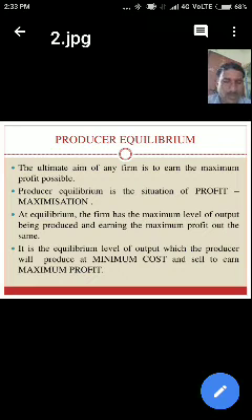Now, producer equilibrium. How to get the producer equilibrium with the help of isoquants? At producer equilibrium there is minimum cost and maximum profits. How to get the maximum profits within the limited income of the producer?